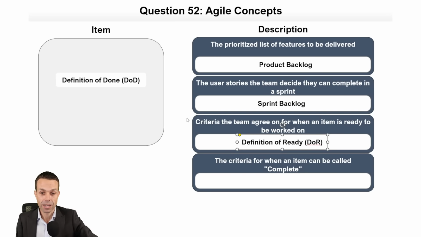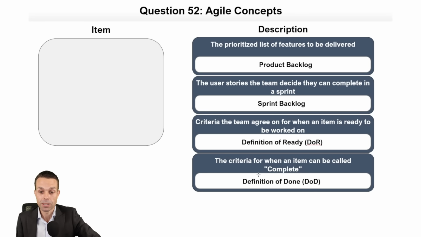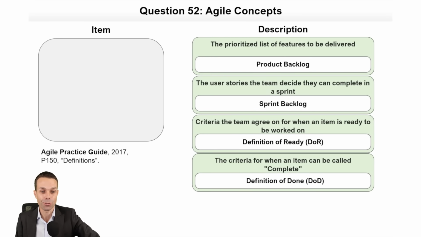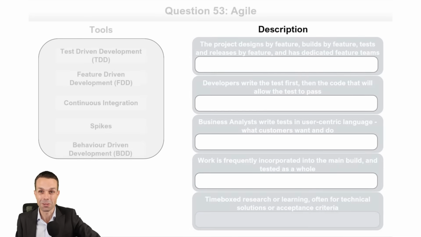The definition of done is the criteria that we agree on for when an item is complete. So this might be the item's been coded, it's been tested, it's been checked off with the product owner. Then we can class that item as complete. It's our definition of done. Let's have a quick check. And that's come through in the Agile Practice Guide again. Check that out for yourself. Many, many definitions for us to look through. How did you guys go with that one?